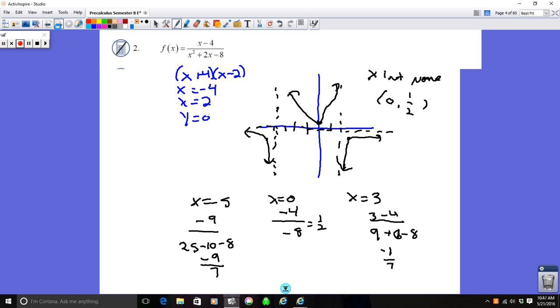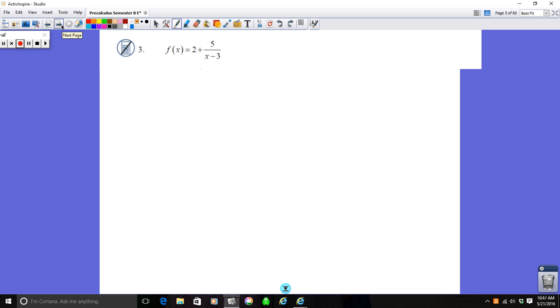Number 3. Our vertical asymptote is x equals 3. That's what makes the denominator equal 0. Again, you take your denominator, set it equal to 0, and solve it. And the horizontal asymptote is y equals... the degree of numerator, 5x to the 0, is less than the degree of denominator, which is x to the first. So that would be y equals 0, but we still have that 2 as a constant, so it shifts it up 2 units. So y equals 2 is the horizontal asymptote.